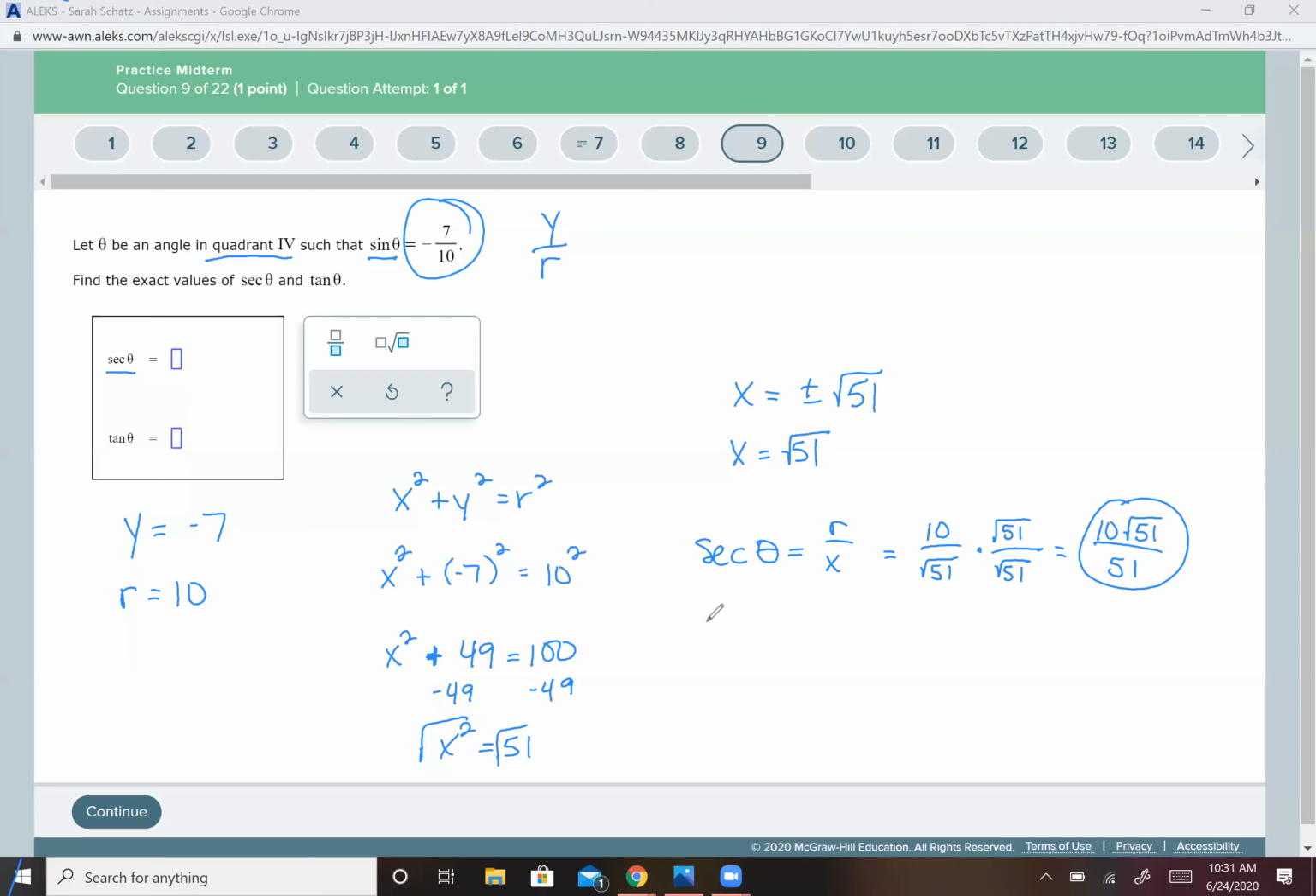And let's find the tangent. Tangent is always y over x. So y is -7, x is root 51. Again, with the rationalizing, after a while, you always know how this rationalizing is going to work out. You're going to put the root on top, and the number is just going to be without the root on the bottom. So here's the tangent. All right, so let's do the next problem.